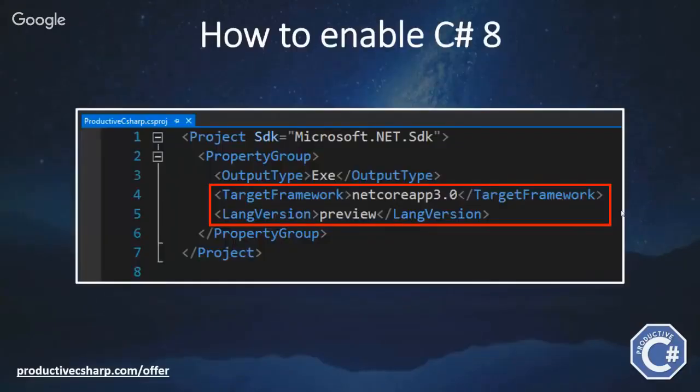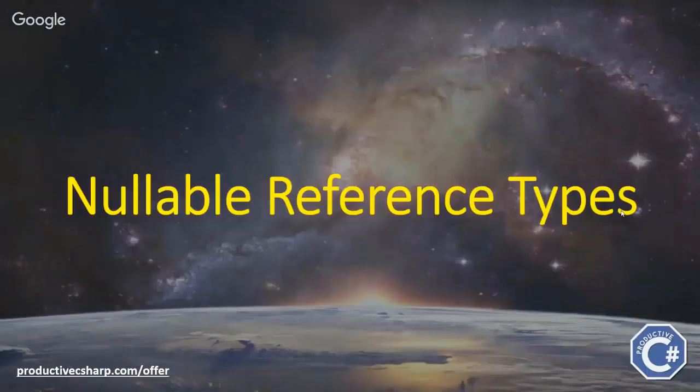And what actually happens under the covers is that the target framework and the lang version tags are added in your C# projects. And that basically enables .NET Core 3 and C# 8. Okay, so let's jump into the first and probably the most important feature coming in C# 8.